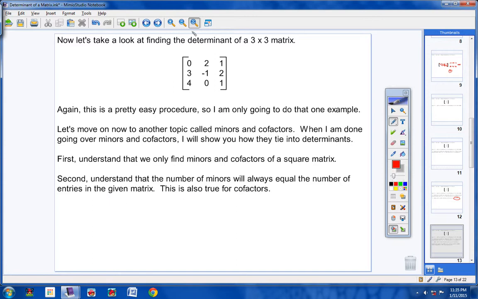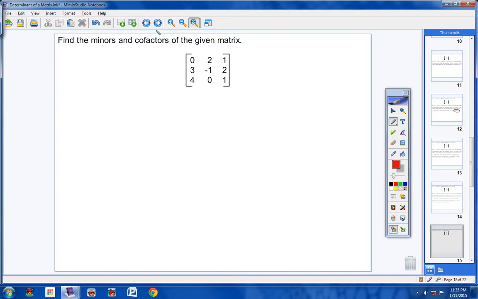Alright, let's continue on. Now, let's go ahead and try one of these problems. So, here we go. Copy this in your notes, please. I want us to find the minors and cofactors of the given matrix, okay?